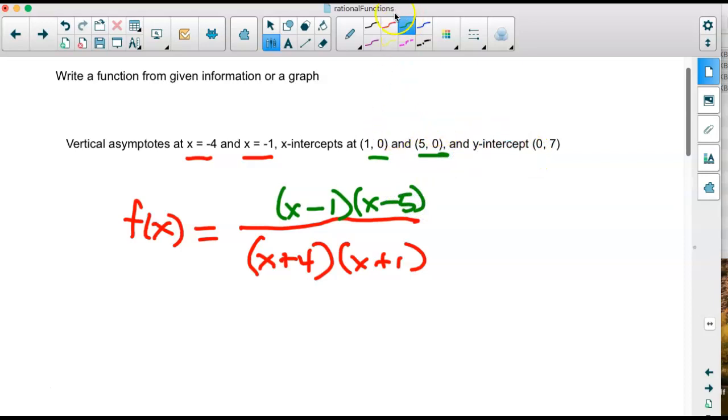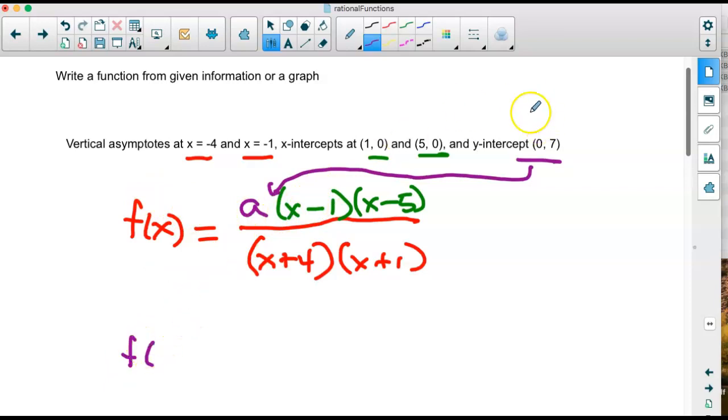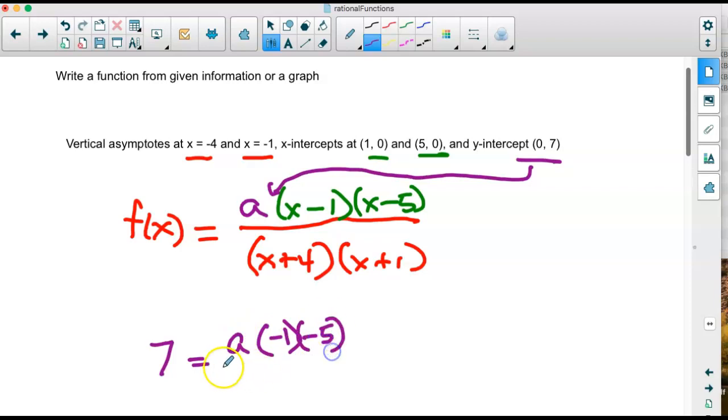Now the y-intercept is going to tell us what our transformation is. So there's got to be some kind of transformation here. So we need another point to figure out that transformation. So what we do, this is the basic graph built by the vertical asymptotes and the x-intercepts. We then plug in the point 0, 7 to figure out this constant. Okay, so this would be 7. We'd put in zeros for all these values, so that's -1, this is -5, this is 4, and this is 1.